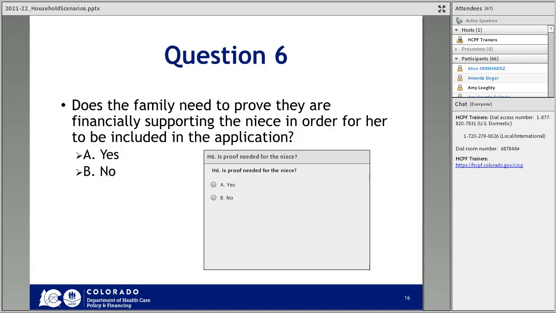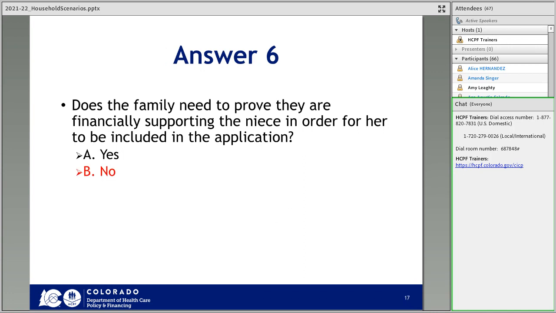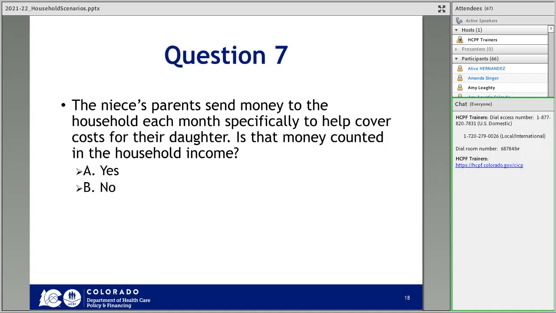All right, so the correct answer for this one is no. Support for minors never needs to be proven in order for the minor to be included in the application.